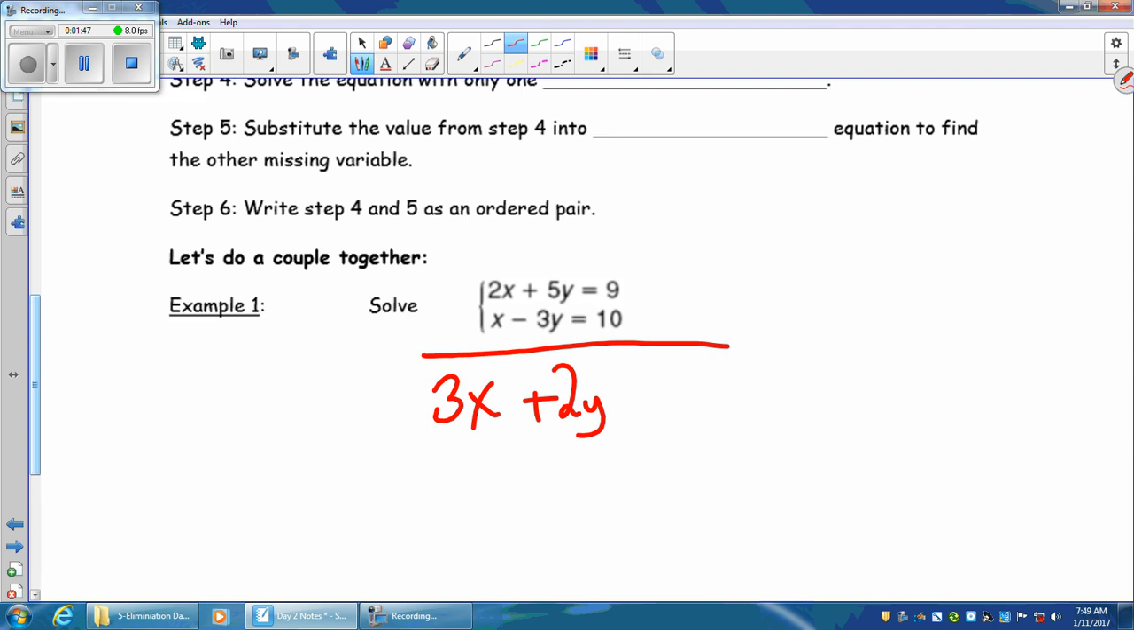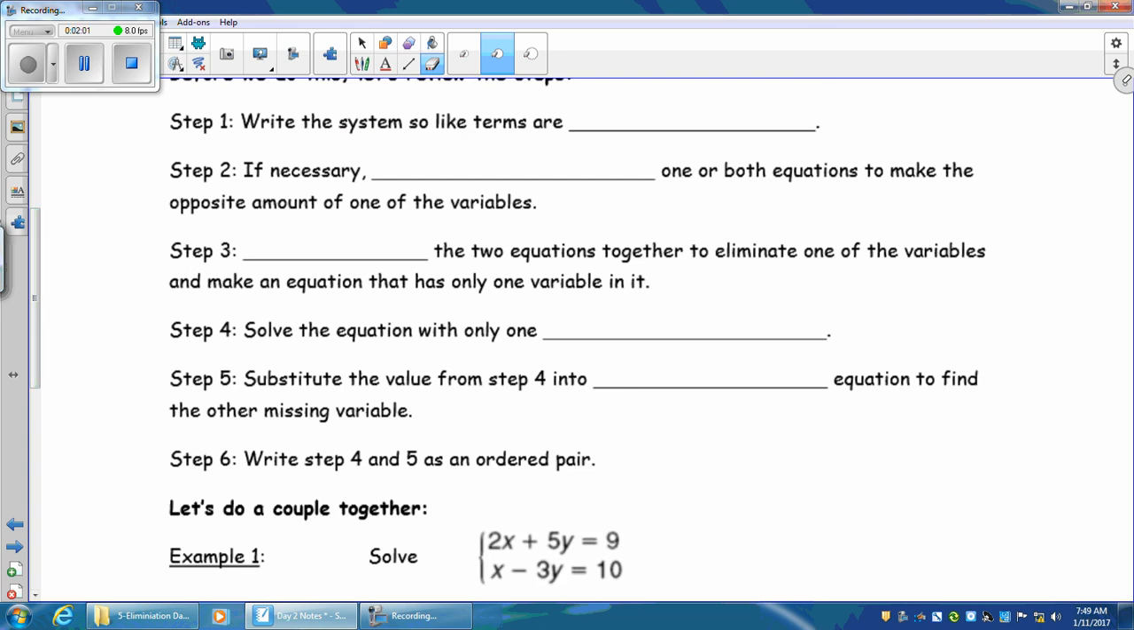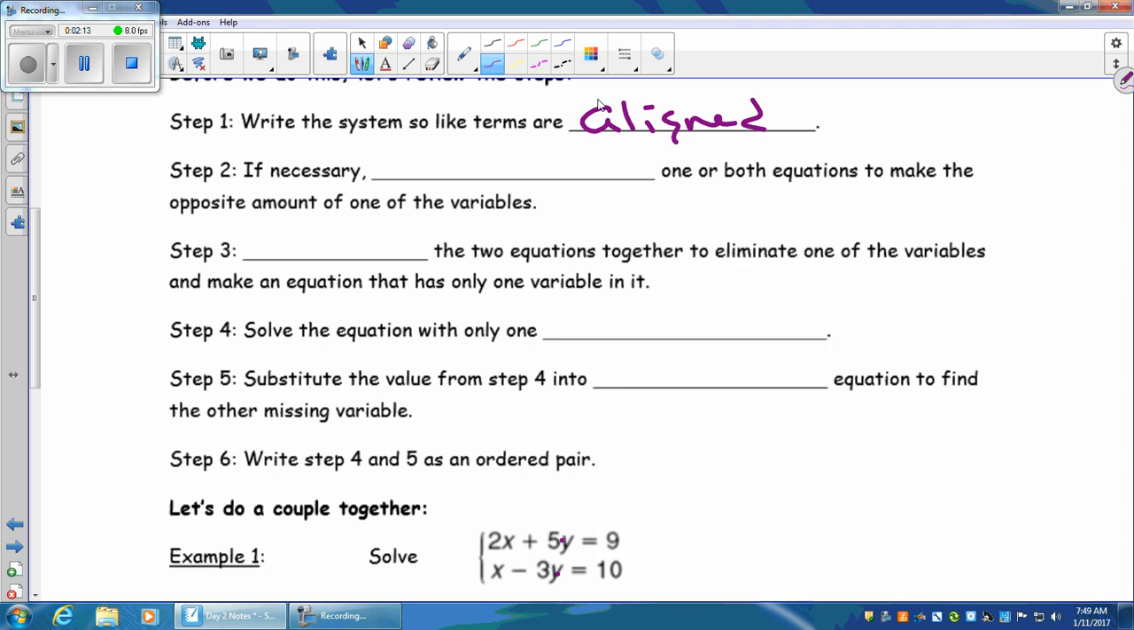So today, it's going to be a little bit different. We're going to have to do that step 2 that I said I already had done for you. So let's go back up here and review what that step 2 is. Step 1 is just write the system so like terms are aligned, which they are. The x's are on top of the x's and the y's are on top of the y's. So that's fine, but step 2 is different. Step 2 is not done for us today. It says, if necessary, multiply one or both equations to make the opposite amount of one of the variables.